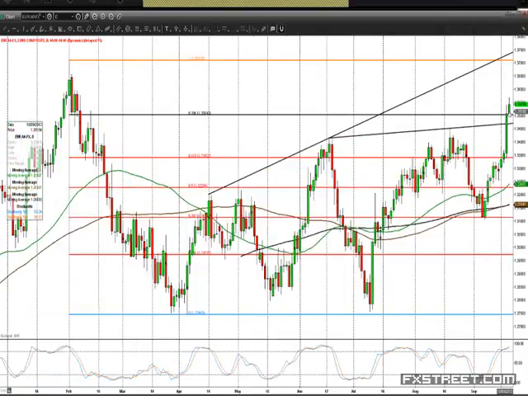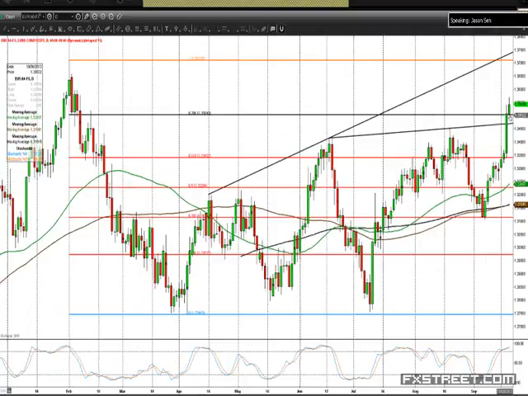In fact, today that's acted as quite good support already. As you can see, we've just managed to sit above that line, quite clear on the daily chart. So, yeah, all looking positive. Wouldn't be looking to pick a top really in the euro.